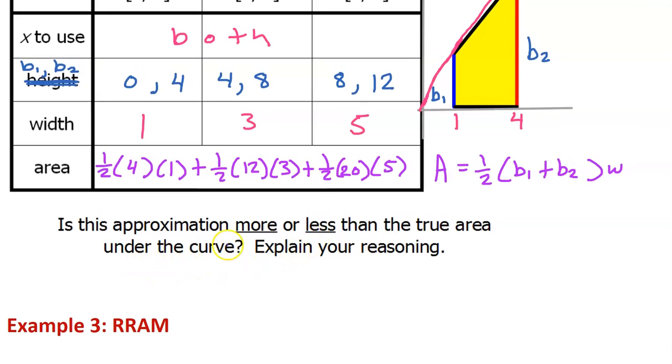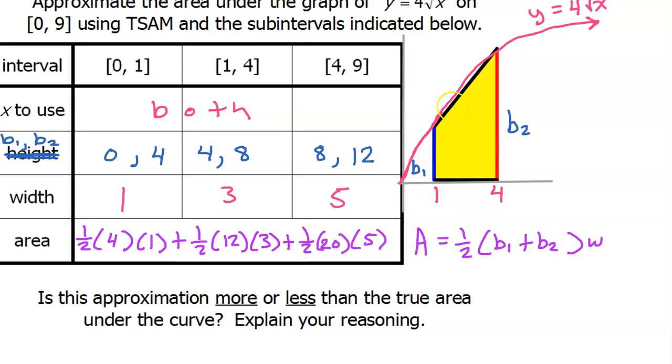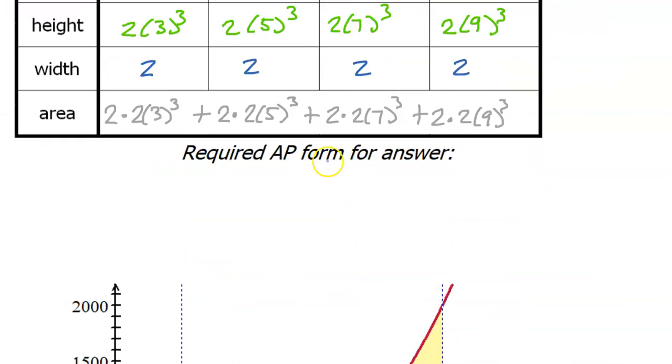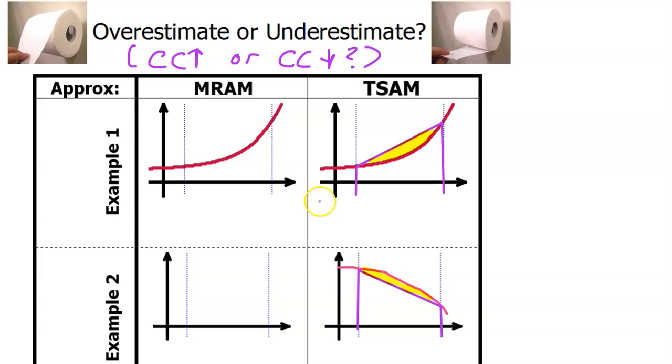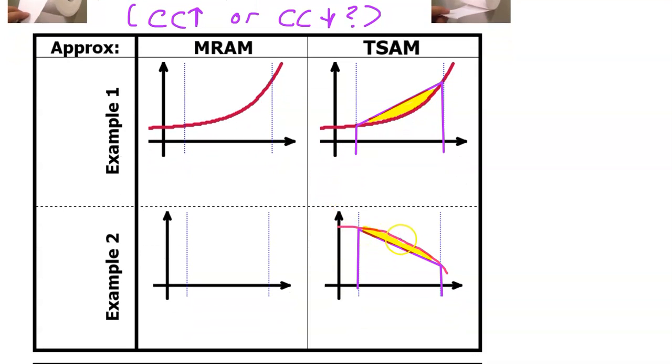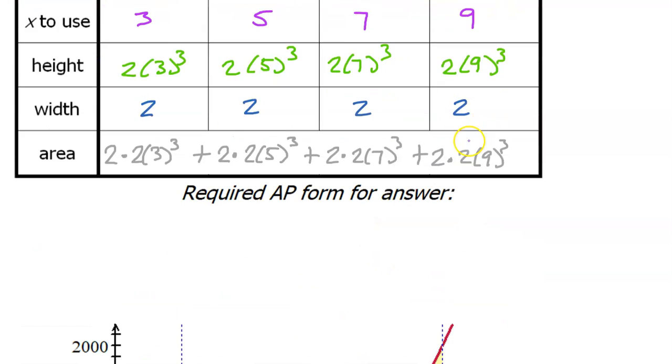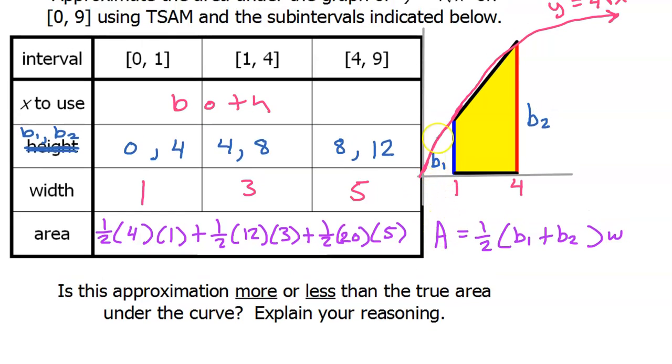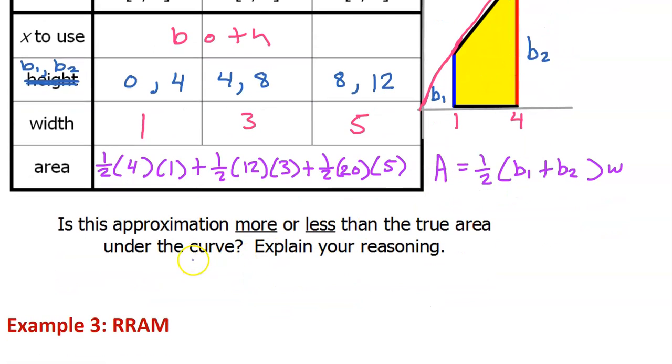Is this approximation more or less than the true area? Well, you can probably see if you squint really carefully. This is going to be an underestimate because we are leaving out a little bit of area. Or you could look back at our notes when we talked about TRAP. We're always going to get this underestimate when the curve is concave down. And this curve is concave down. So is the approximation more or less than the true area? It is less.